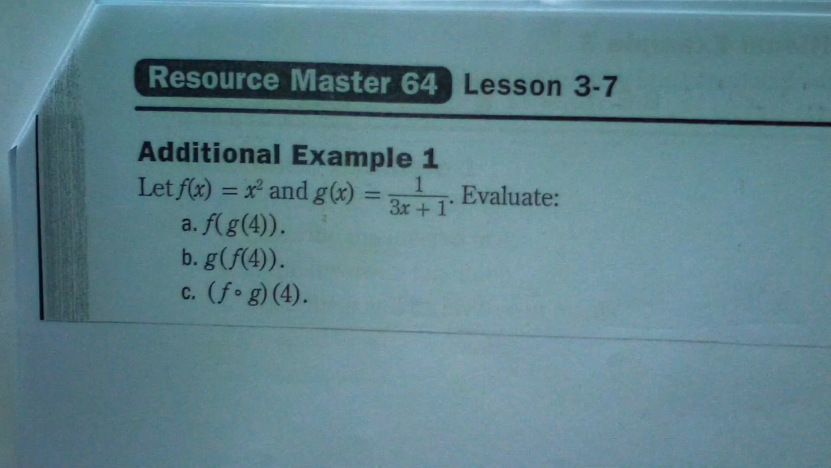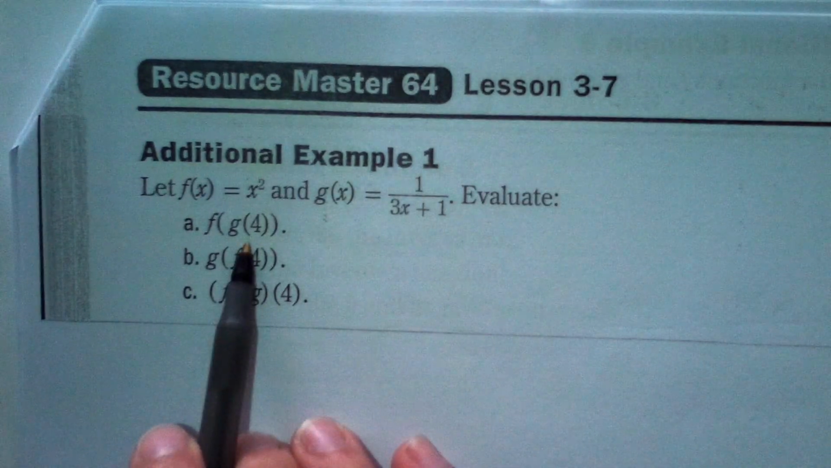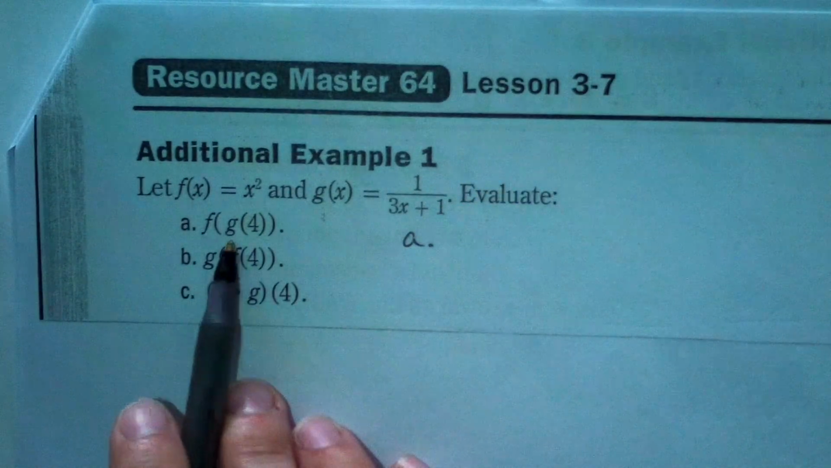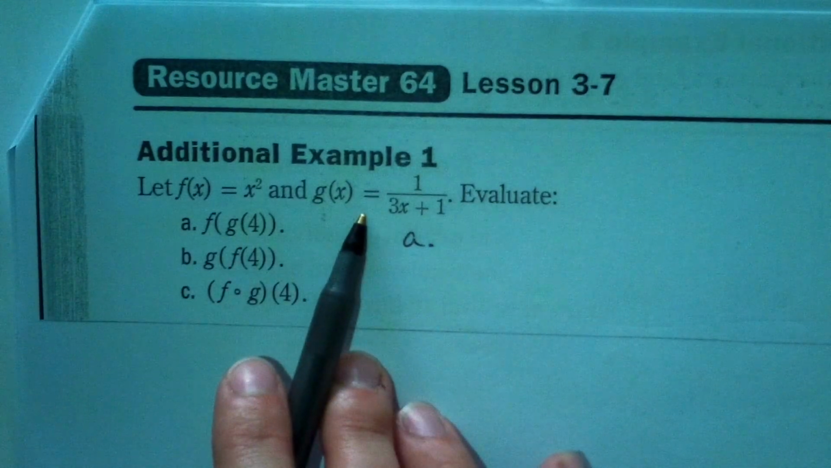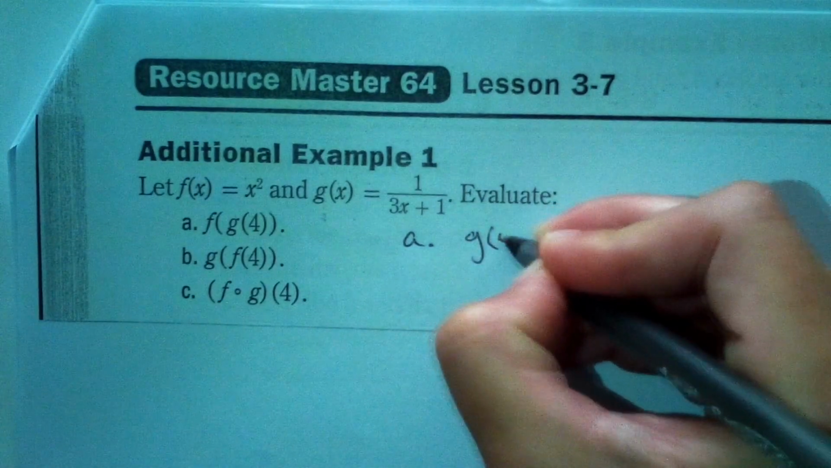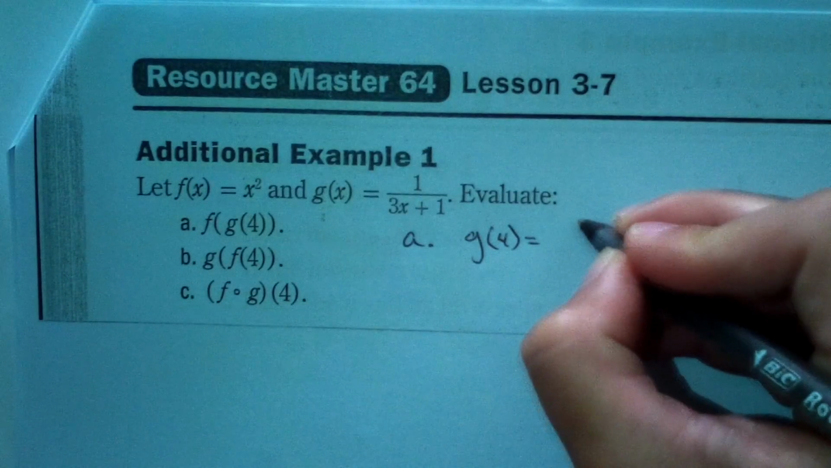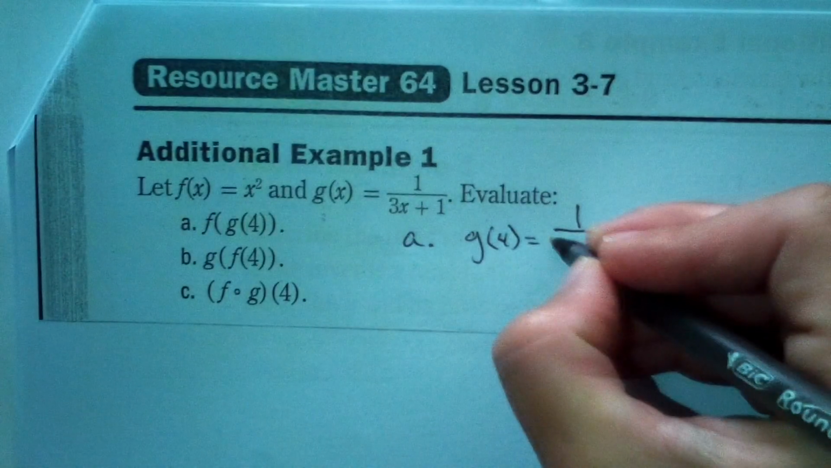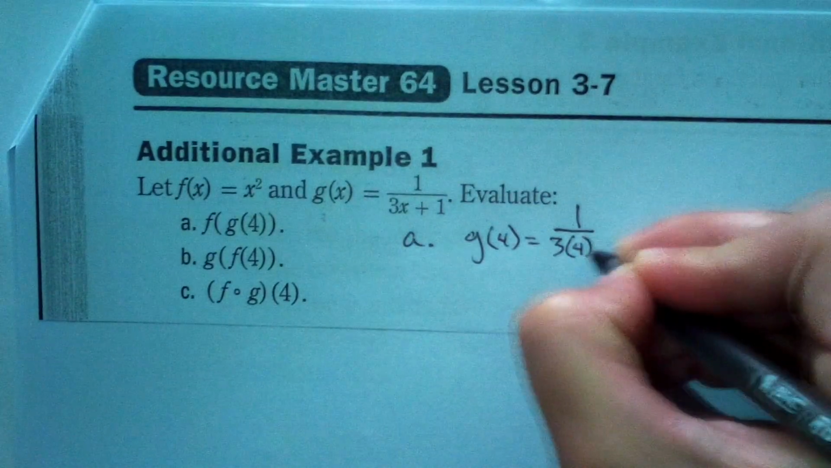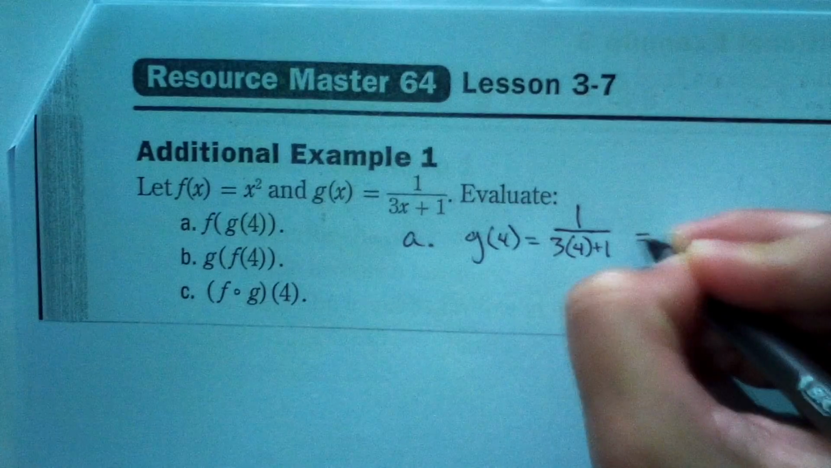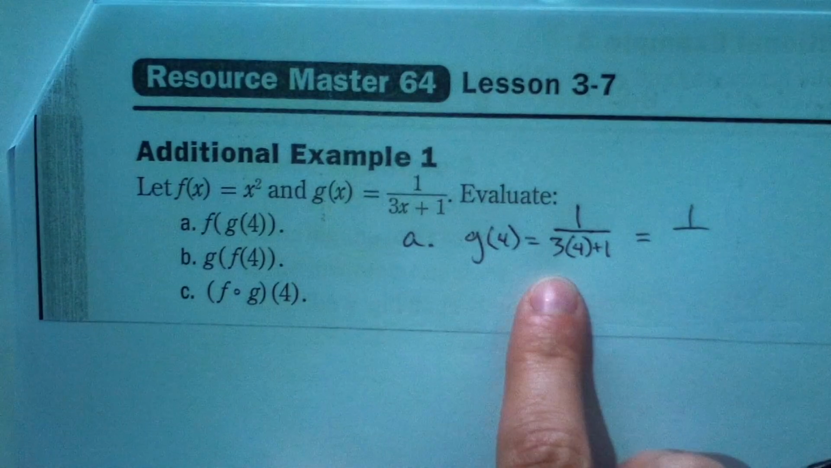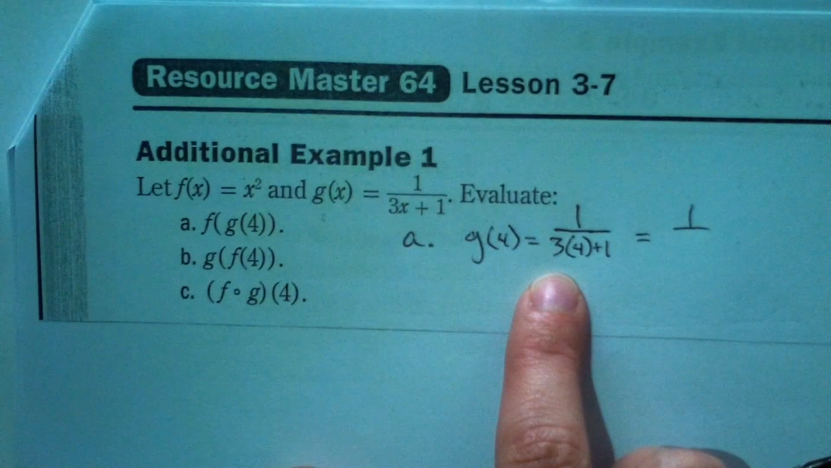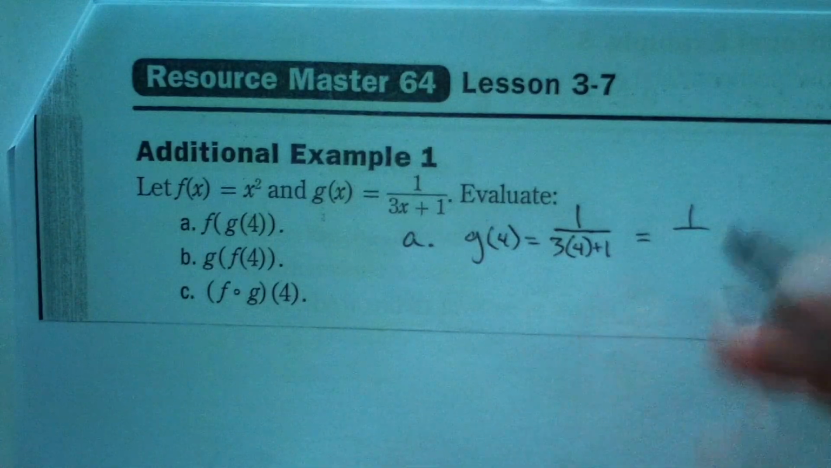So 1 still on top. 3 times 4, 12 plus 1, 13. Okay, so that's 1/13. And then what do we do with that value? Yeah, plug it back into the f of x one, right? So then we'd go f of that 1/13 is equal to, so that one's basically going in there. So then it would be 1/13 squared. So I just do 1 squared is 1, 13 squared is 169. So 169 would be our answer there for part A.